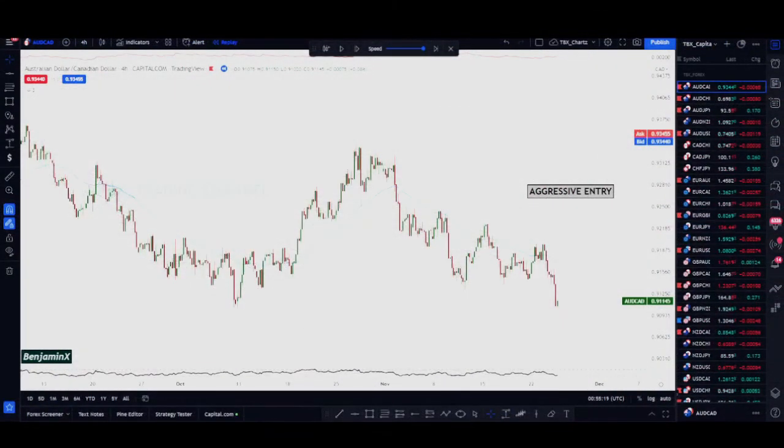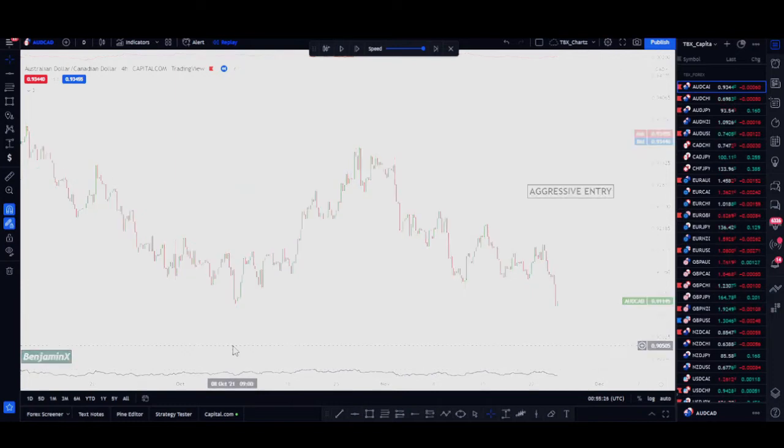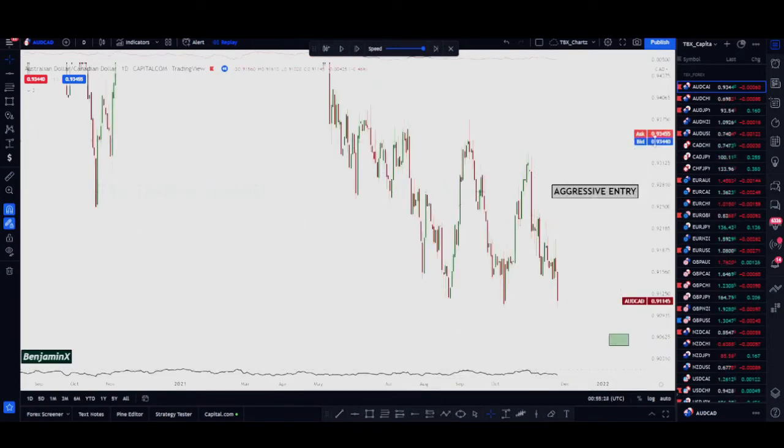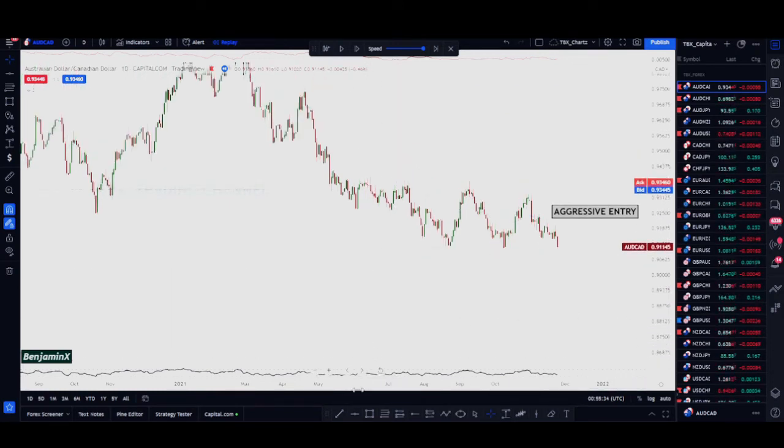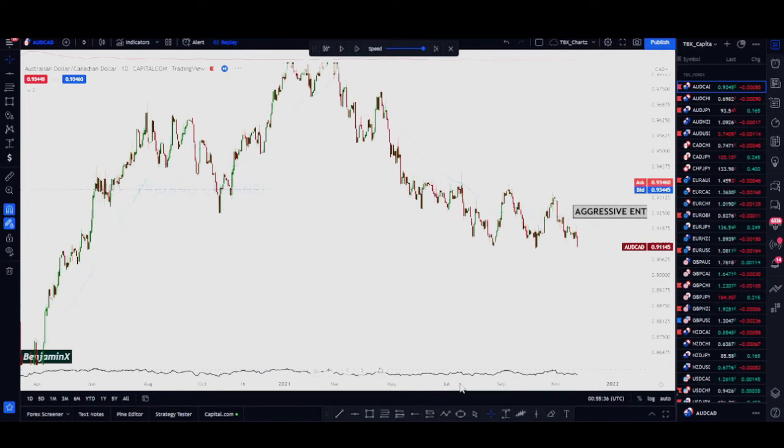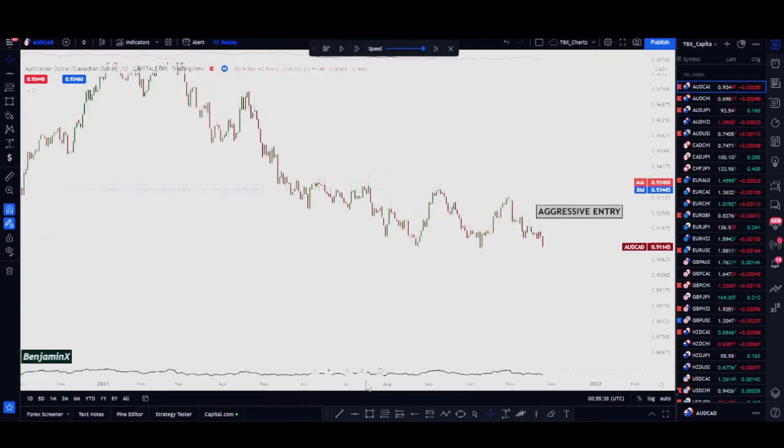So one of the best ways to get the trend is to go to the higher time frame. I have to go to the daily time frame. Okay, let me clean this here. So on the daily time frame, as you can see, this is a downtrend. So we're going to be looking for only sell trades.